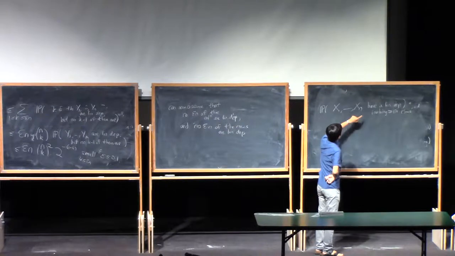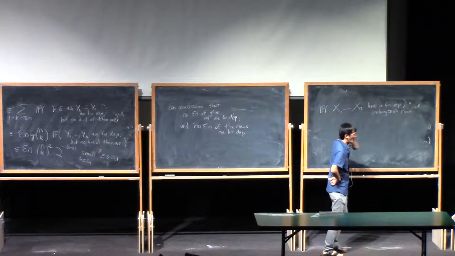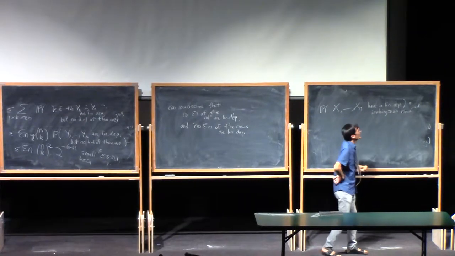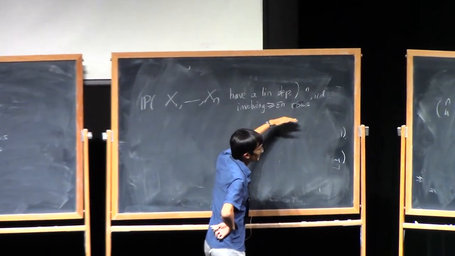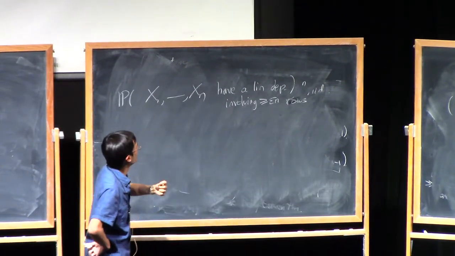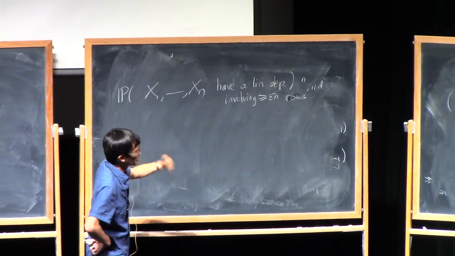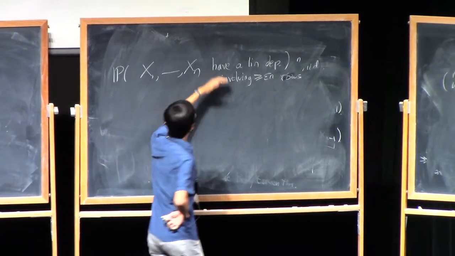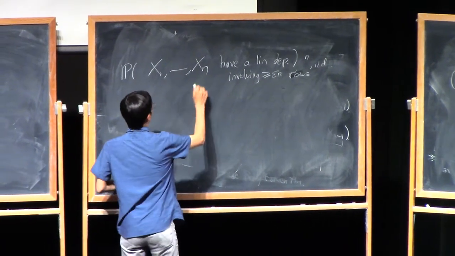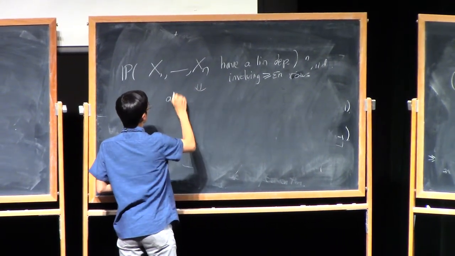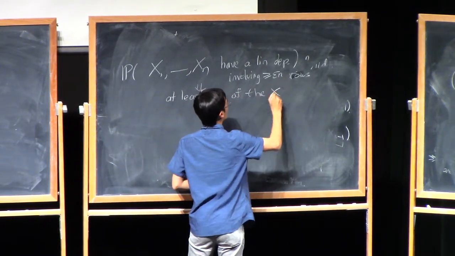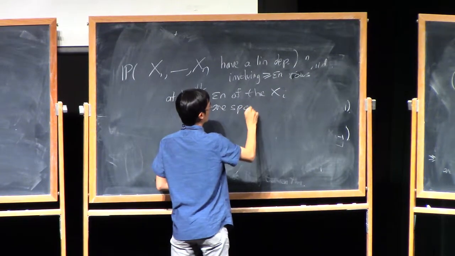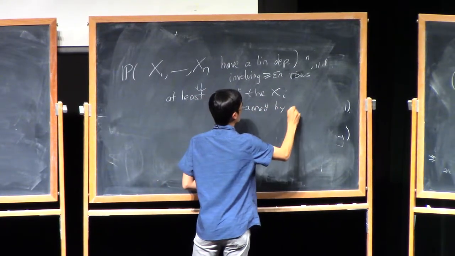As I said before, if n vectors have a linear dependence, then one of the vectors has to be a linear combination of the others. But in fact, once you know that the linear dependence is not sparse, once you know that it's dense, most of the rows have to be a linear combination of the others. So once you know that there are no sparse relationships, this implies that at least epsilon n of the xi are spanned by all the other vectors.